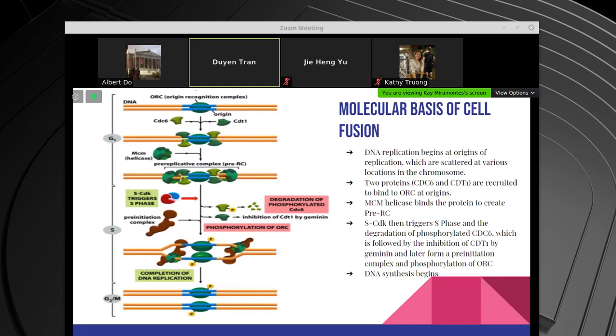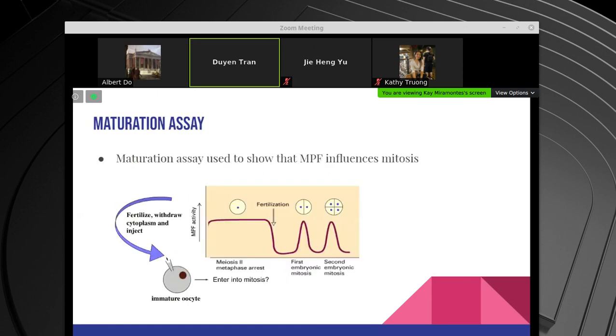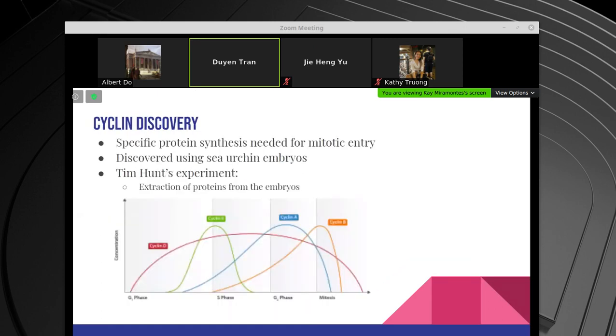Any other questions? Can you explain the chart from the experiment with the sea urchin? Can you explain what the graph says? It pretty much just had to do with how the proteins over time peaked during certain events in the cell cycle.